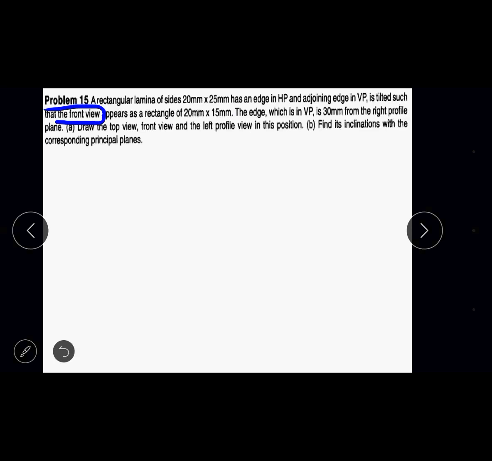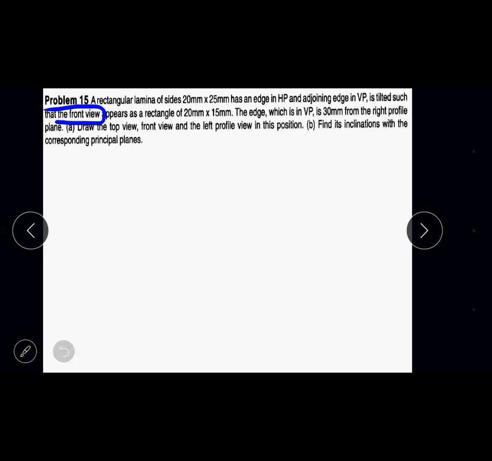Instead of front view, if I give top view, keeping all the other words of the problem as they are, then it will get converted from category 2 to category 1, to HP resting. So just with a change of one word, front view and top view, I can interchange the case of the problem, from HP resting to VP resting. Here since front view is given, it's a VP resting case.